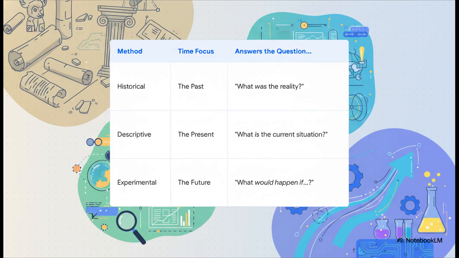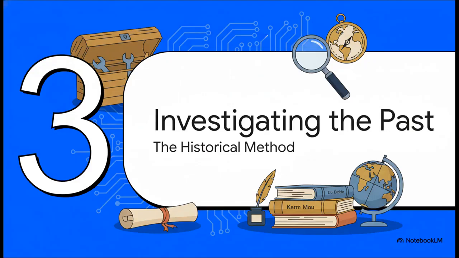Then there's the descriptive method, which takes a snapshot of the present. It asks, what is the current situation? This could be a survey on what people are thinking today. And finally, the experimental method looks to the future, asking, what would happen if? This is where scientists actually change something, like a teaching method, to see what effect it has. Now that we've got the lay of the land, we're going to reach into that toolbox, grab one of these tools, and take a much closer look.